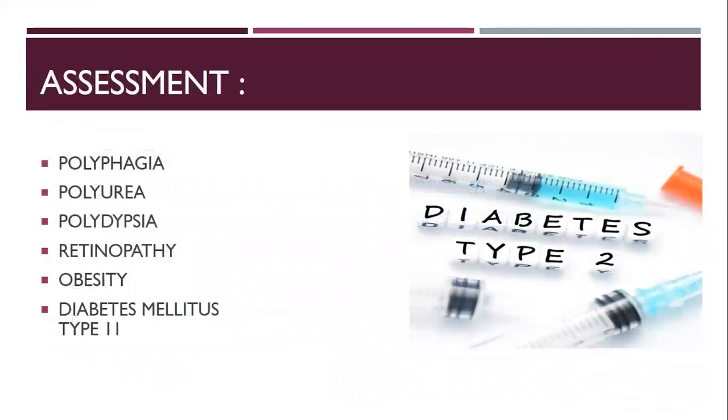The assessment which we made by this case study is polyphagia, polyuria, polydipsia, retinopathy, and obesity, and all these are signaling towards diabetes mellitus type 2.